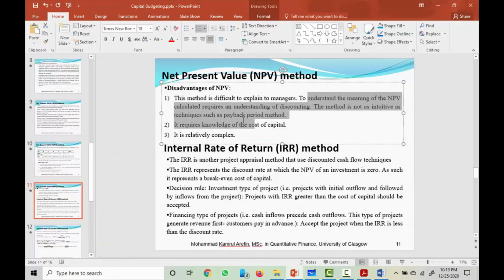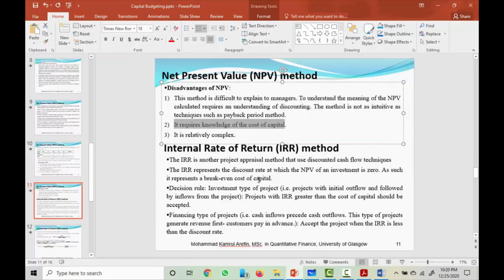To understand the meaning of the calculated net present value requires an understanding of discounting, that is, an understanding of present value. So this method is not an intuitive technique such as the payback period method. It is not a readily calculated method. You cannot just easily calculate it; you need financial knowledge to calculate this method.